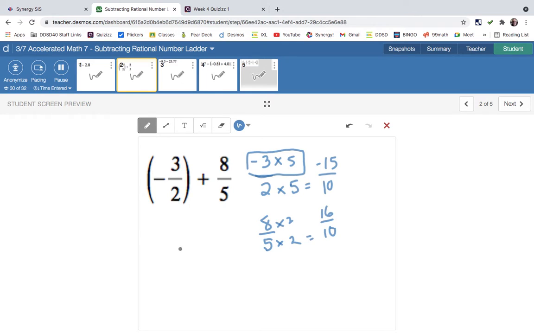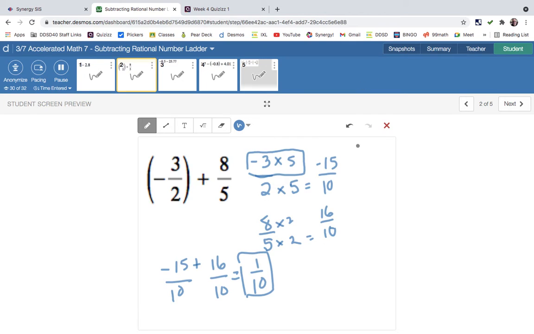So now we're combining negative 15 plus 16. And these are both tenths, so we can just add the numerators. So the difference, because one is positive, one is negative, we can find the difference. That's what we worked on a lot last week. And the difference between these two is 1. And so the answer is 1/10.